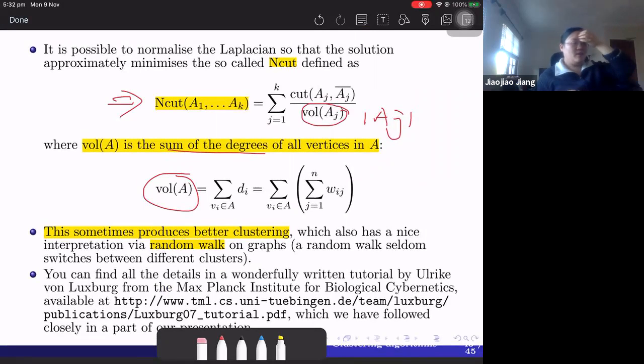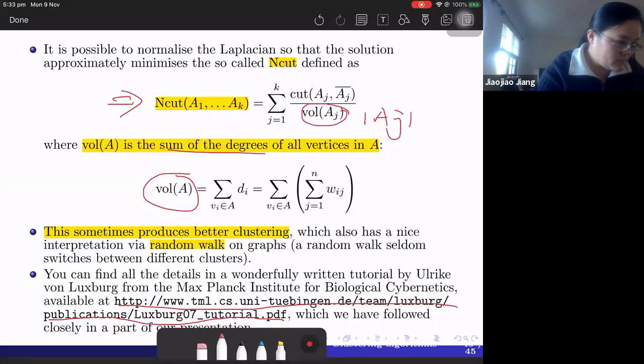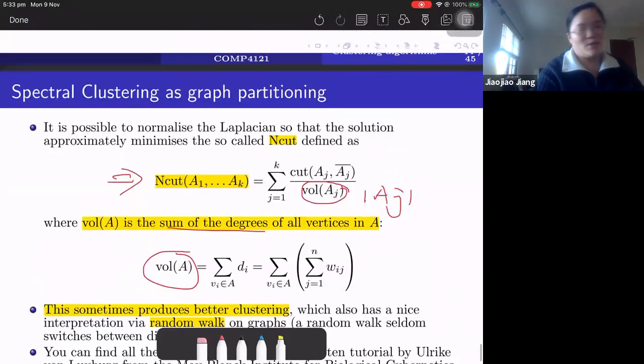Because real applications tell us that if we use the volume of AJ, we will normally get better clustering results. And guys, again, you can refer to these materials for the detailed proof of some of the theorems. So this is about spectral clustering and its relationship with graph partitioning. Do you have any questions?